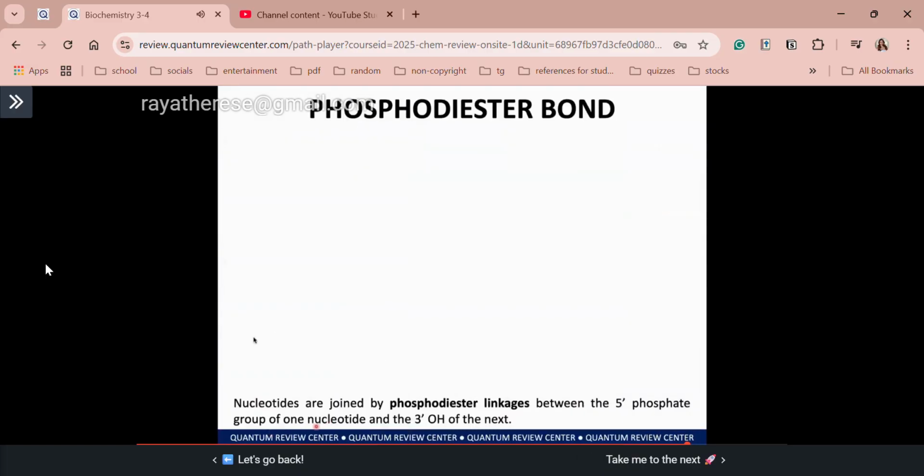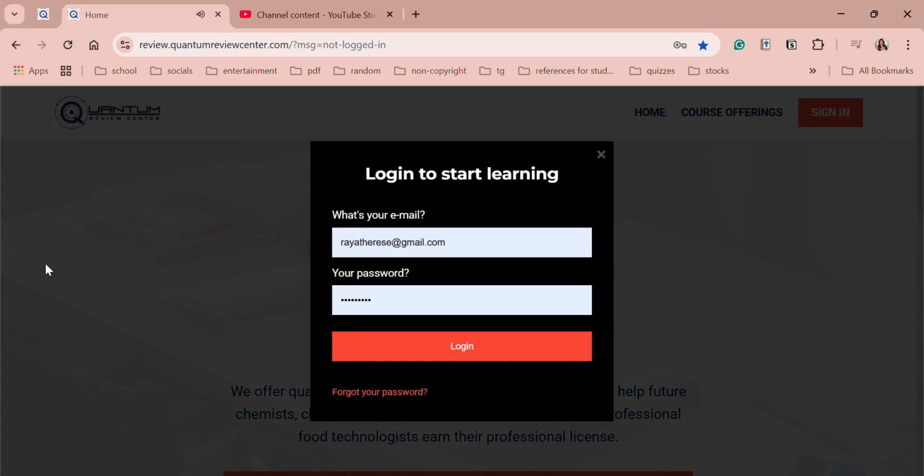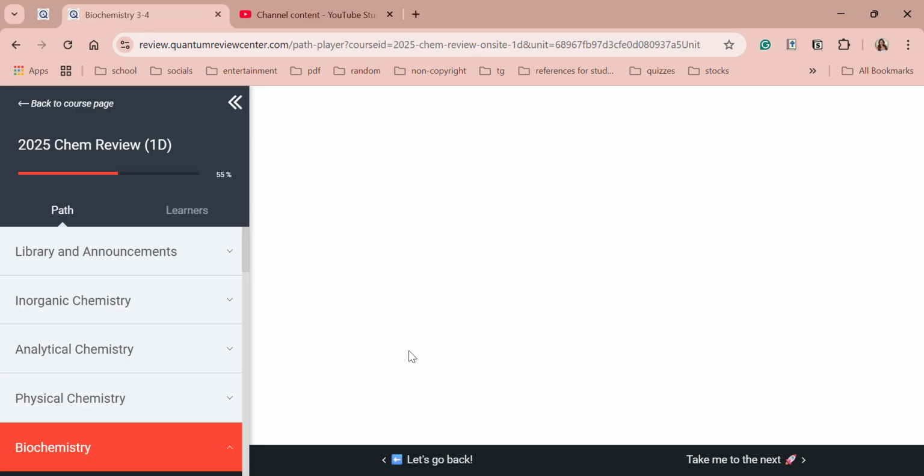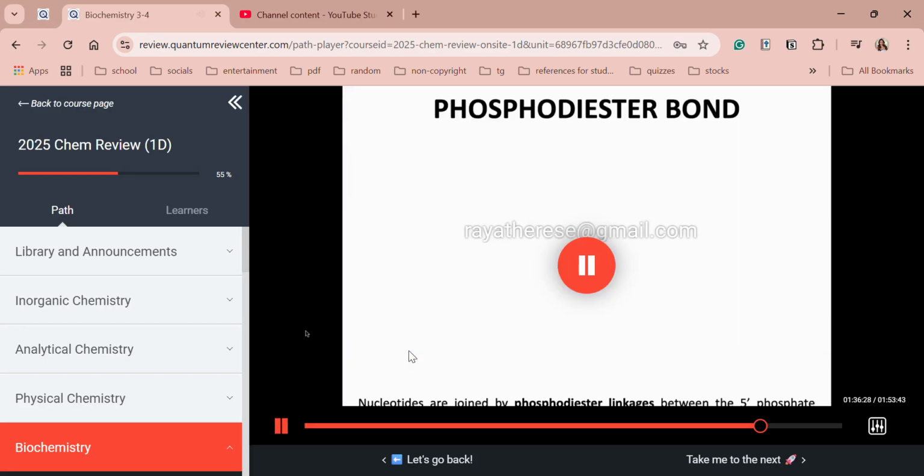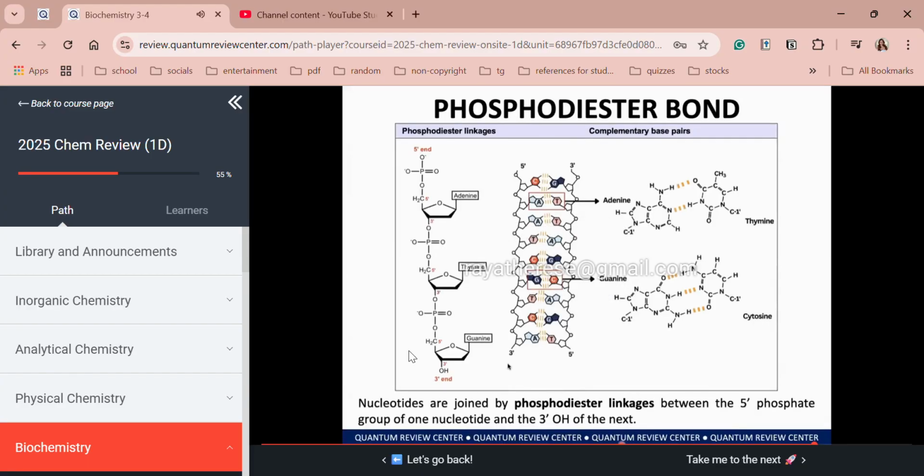So again, our nucleotides are joined by phosphodiester linkages. And similar to your carbohydrates and your proteins, it also has directionality. Okay? So between the 5' phosphate group of one nucleotide and the 3' hydroxyl group of the next. Okay, so this is the phosphodiester linkage. And the directionality of our nucleic acids is very clear. That's from the 5' end to the 3' end.